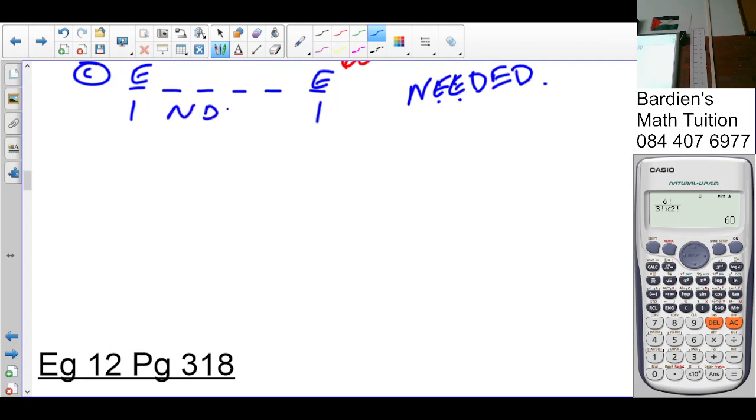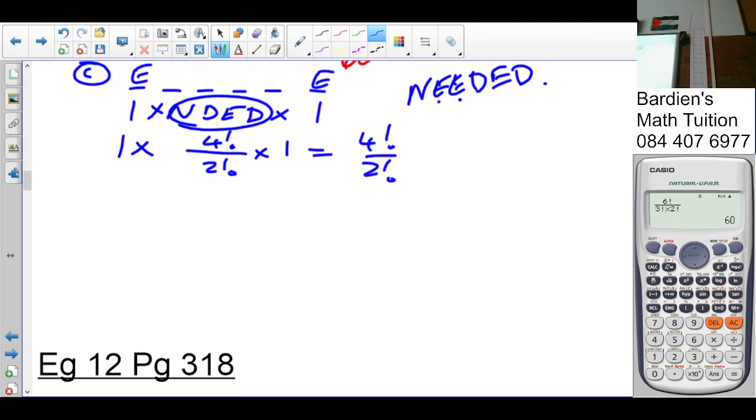N, D, E, D. Not so? So I got an E here and I have an E here. Can you see that? So in other words, it's going to be 1 times, how many letters are here? 4 factorial over how many repeated letters are there? 2 D's, not so? 2 factorial times 1. So in simple terms, this is just going to be 4 factorial over 2 factorial. Okay?